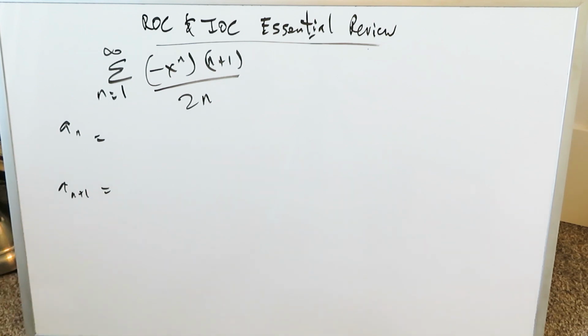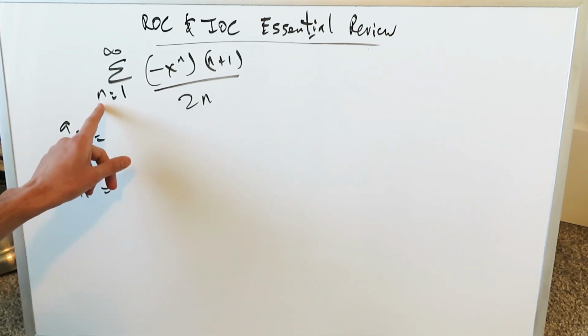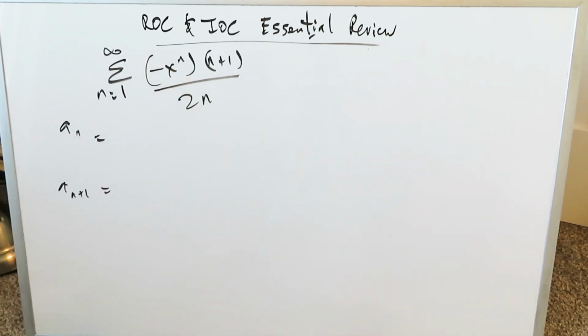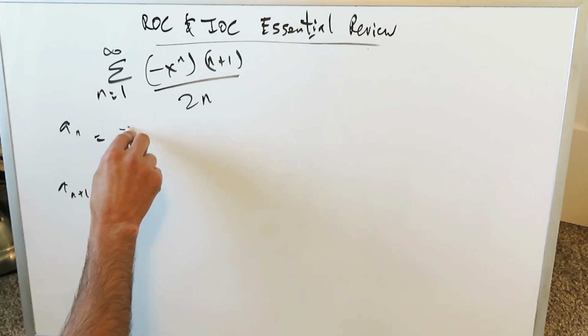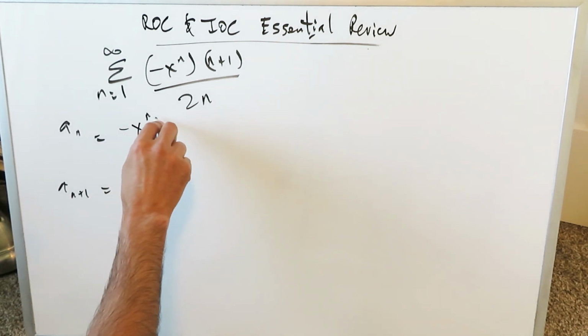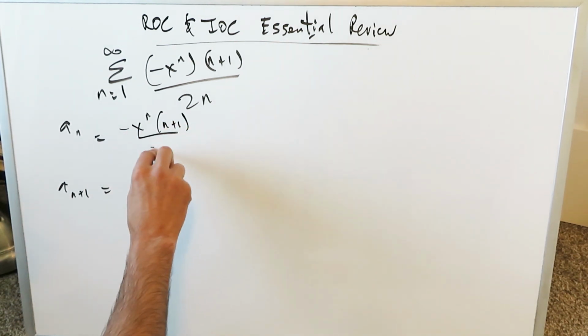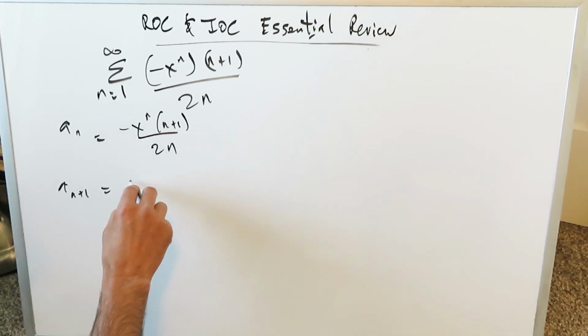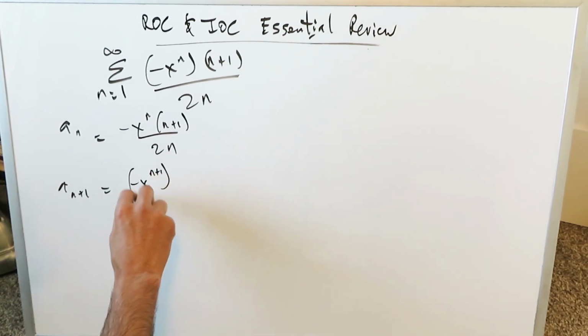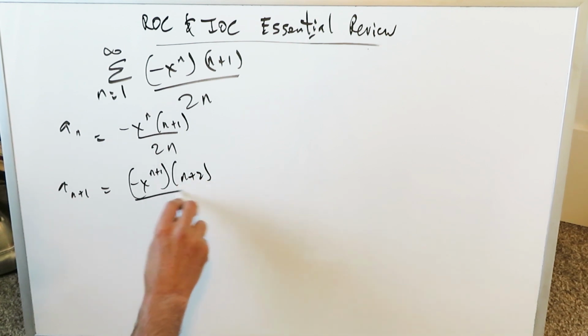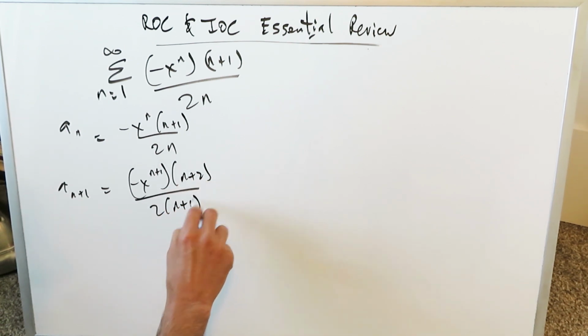But this right here represents our next function, series function, n equals 1 up to infinity minus x to the power of n times n plus 1 divided by 2n. We have to evaluate this. Obviously this right here is your an term, minus x to the power of n times n plus 1 divided by 2n. Your an plus 1 is minus x to the power of n plus 1. You have n plus 2. Here you have 2 times n plus 1.